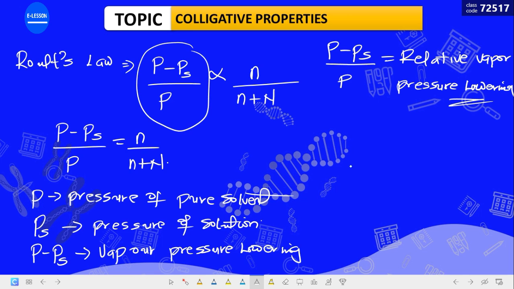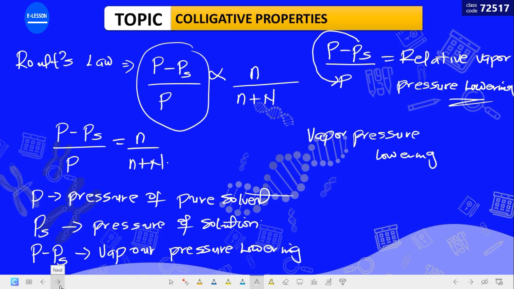There's a difference between vapor pressure lowering and relative vapor pressure lowering. The relative vapor pressure lowering is the vapor pressure lowering in relation to the initial vapor pressure. That is the reason why we said what you have here is P minus PS. This is the vapor pressure lowering with relation to the vapor pressure of the pure solvent. Is that understood? So that is the idea of Raoult's law.